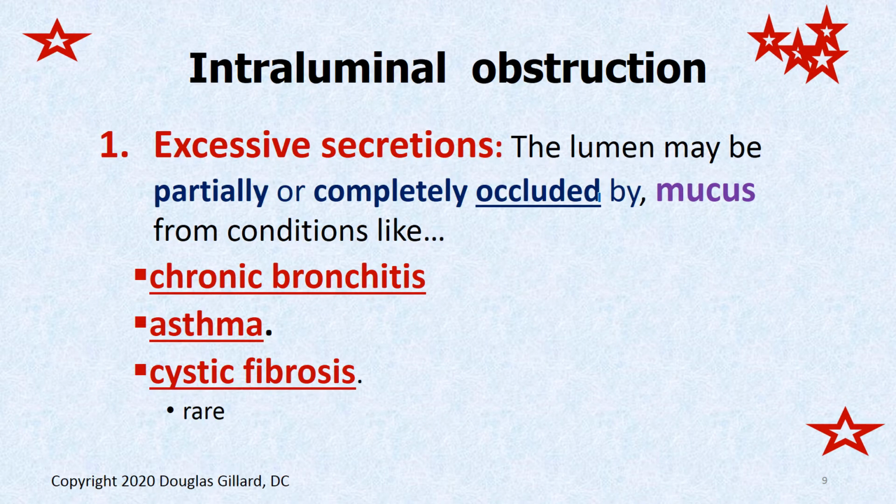More specifically, the intraluminal obstructions: excessive secretions. Chronic bronchitis is the first one that comes to mind, but asthma, if you're having asthma attacks frequently, you have an oversecretion of mucus. You can get mucus plugs from asthma attacks. Cystic fibrosis, although it's rare, it's notorious. I mean, that's really what does people in with cystic fibrosis, is the mucus is described as tenaciously thick and sticky.